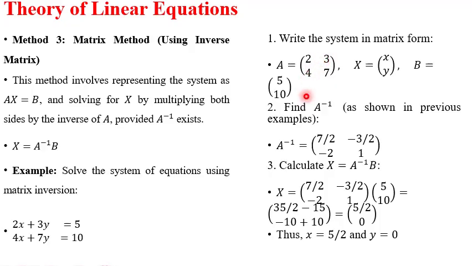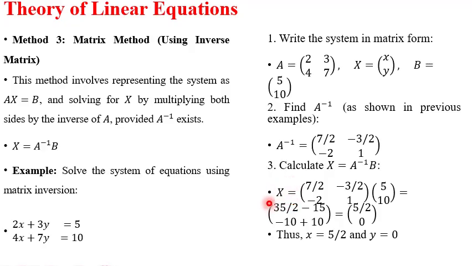So after doing that, basically using the adjunct method, we then divide all the elements in the matrix by the determinant of the matrix. The determinant of this matrix is 7 times 2 minus 4 times 3, which gives us 2. When we alternate and change the signs and divide by the determinant, this is what we get, and that gives us the inverse of the matrix.